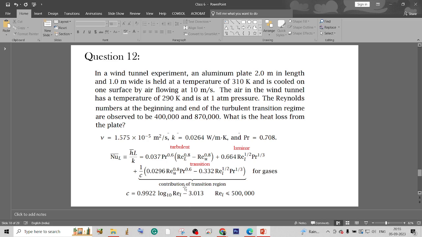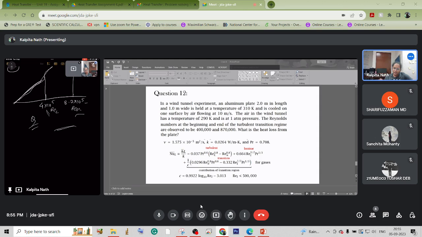Re_L is the Reynolds number for the laminar region. Re small l is for the laminar region, and capital L and U are the lower and upper regime of the transition. That is, this L is the lower one. Any doubt? This simple equation is also given. Everything is given the same way as you have done the other question. You will just simply calculate it. Understood? Yes, ma'am. Okay. Calculate this.